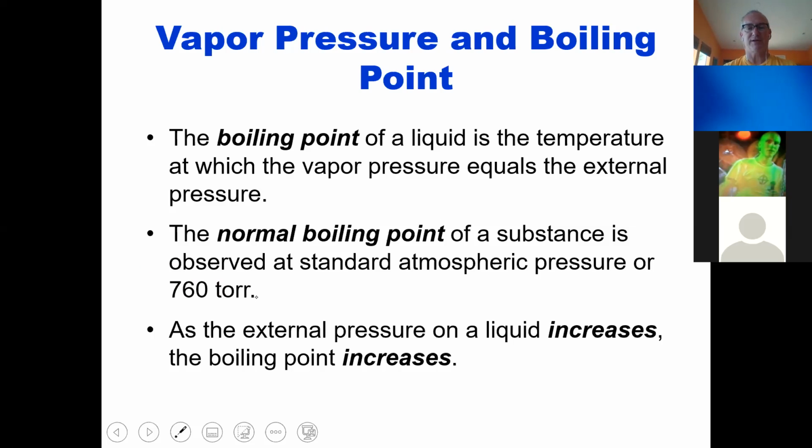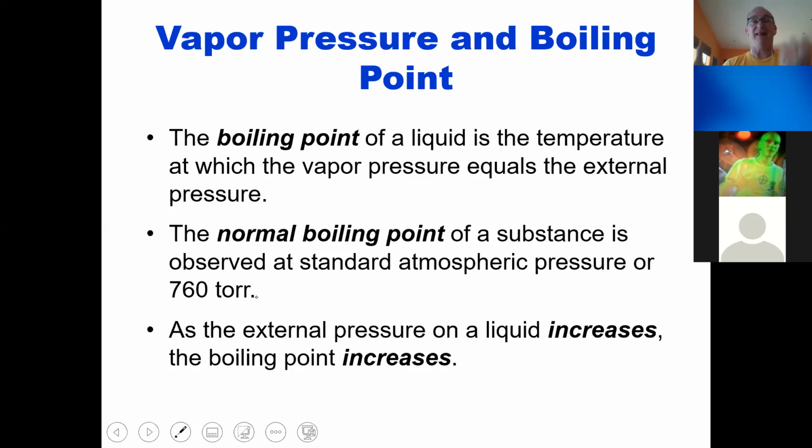And so as the external pressure on a liquid increases, the boiling point increases as well. So if I increase the pressure, that's why in a pressure cooker, the boiling point of water goes up. That's why it cooks so much faster. You've got liquid water in there at 400 degrees, whereas on the stove in a pot with the cover off, it's 100 degrees C. Inside, it's much, much hotter. It's basically at very, very high pressure.